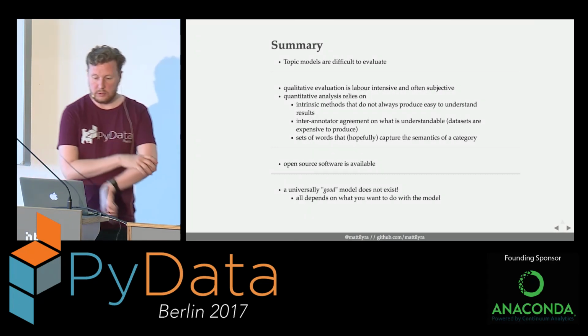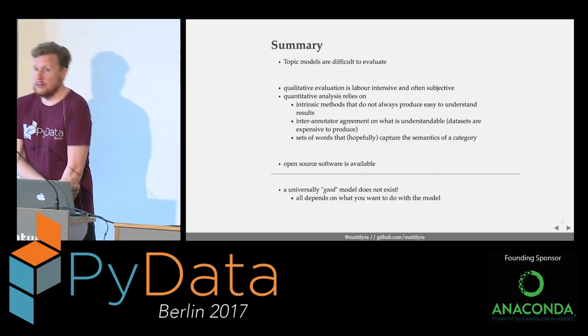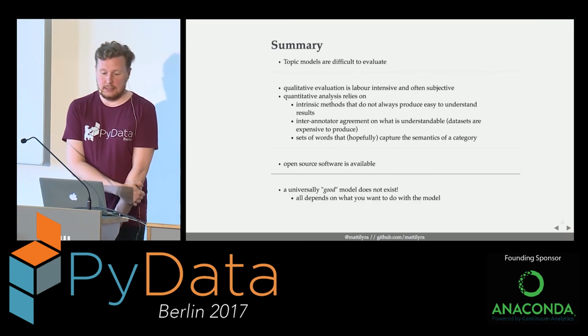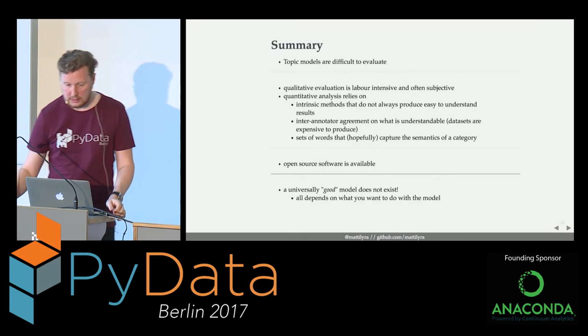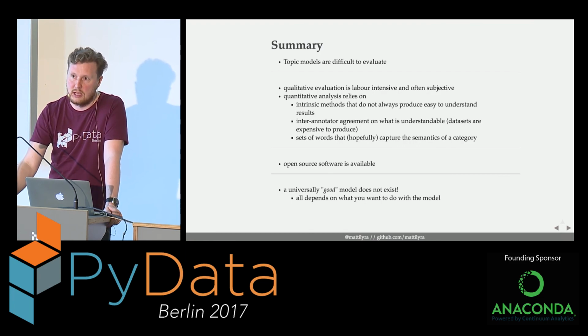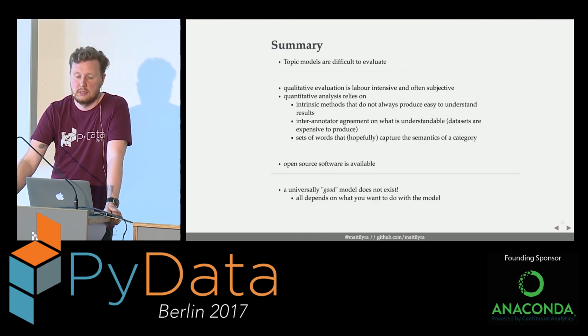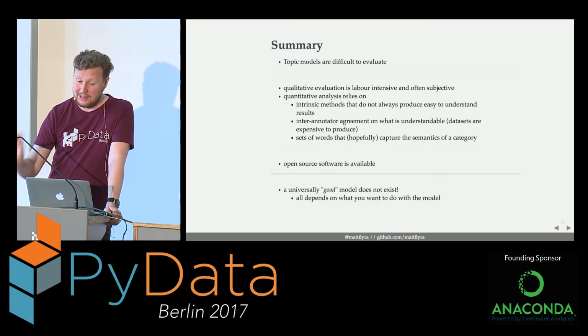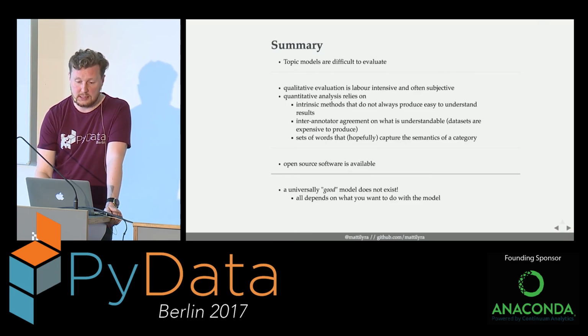Okay, so in summary, topic models are difficult to evaluate. You can do qualitative evaluation, but it's labor-intensive and often very, very subjective. Quantitative analysis relies on all kinds of issues that you have to deal with when you're dealing with humans. Open source software is available. There's also lots of research that's available as open access.